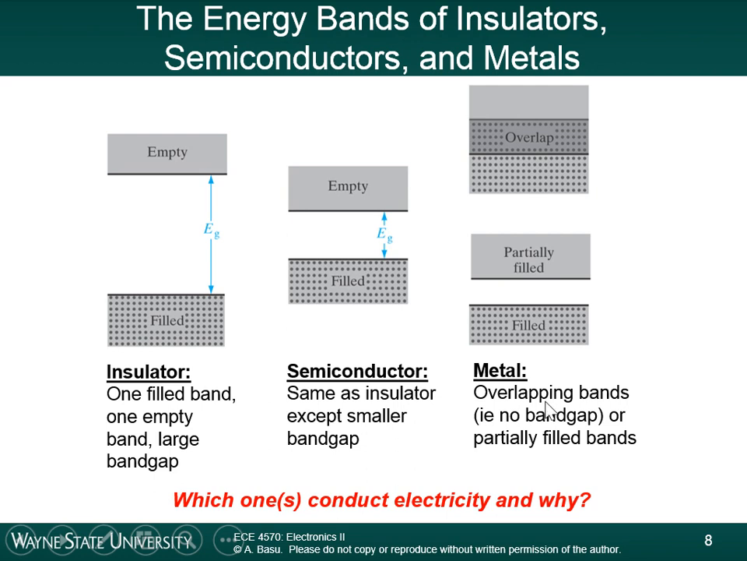Silicon is the most common semiconductor material. It has a band gap of about 1.12 electron volts. There are other materials that have a band gap a little bit smaller than that, maybe half of that.